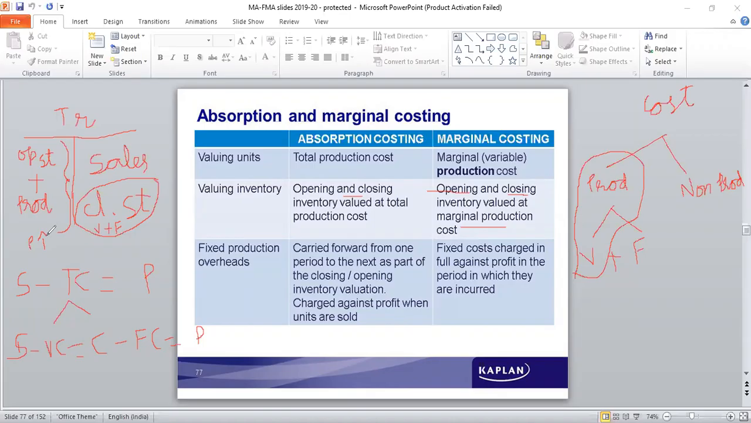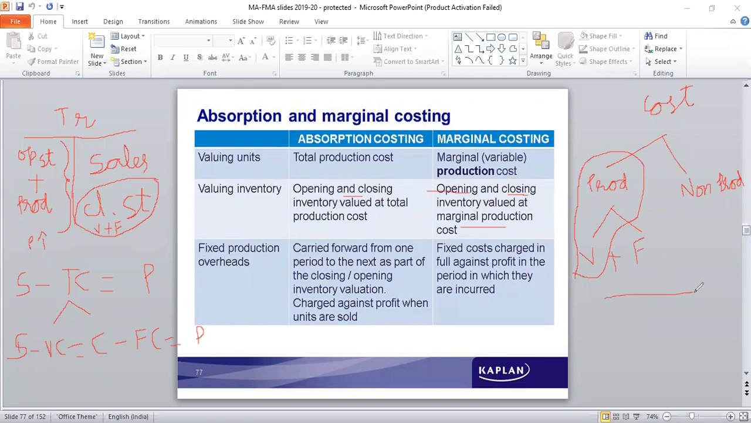Why? Because closing stock is valued at a higher value. Why is it valued at a higher value than in marginal costing? They do not differentiate between variable and fixed cost. Both of them are taken. So on account of the closing stock being higher, profit is also higher than in marginal costing.